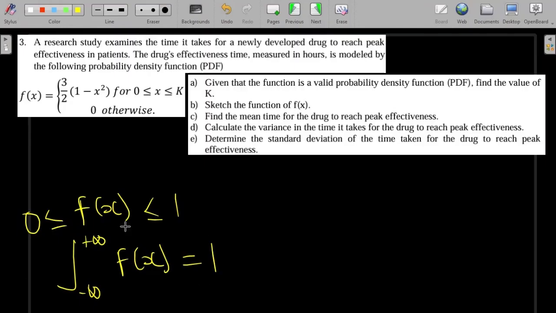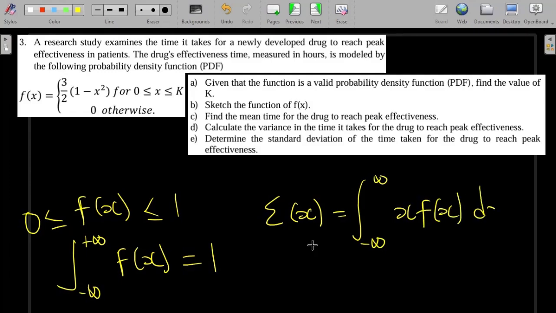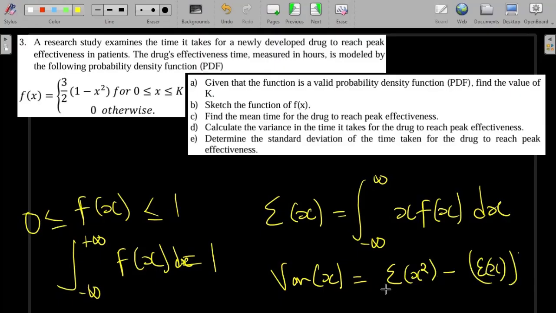So you use this to test if something is a PDF or not, or to find something like the missing value of k. We also know that the expected value of x will just be equal to the integral from the lowest boundary to the highest of x f of x dx. So here I forgot an x. And then the variance of x is simply the expected value of x squared minus the expected value of x, and then I square it. To find the expected value of x squared, you just change where there's x, you put x squared.